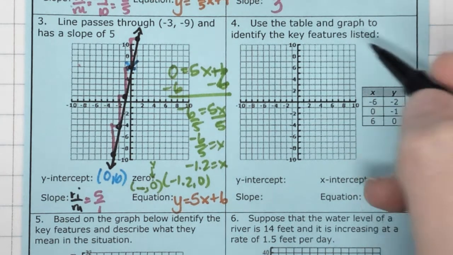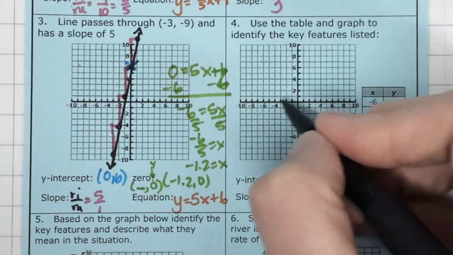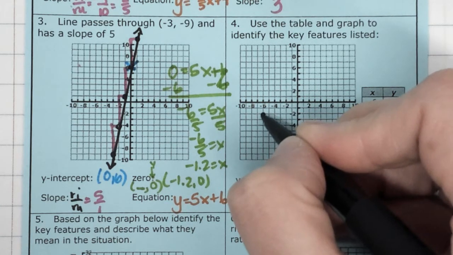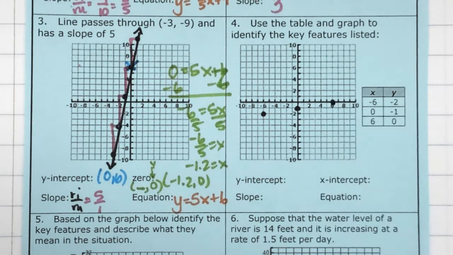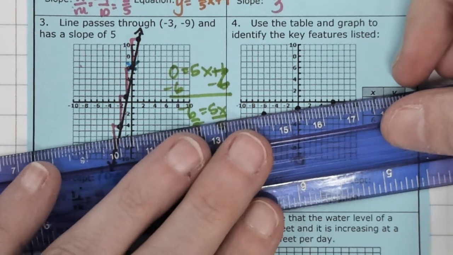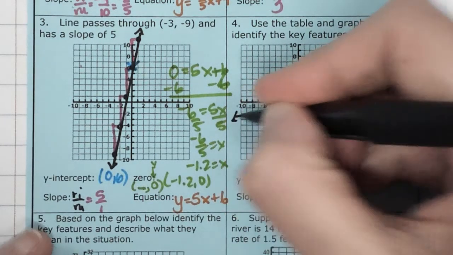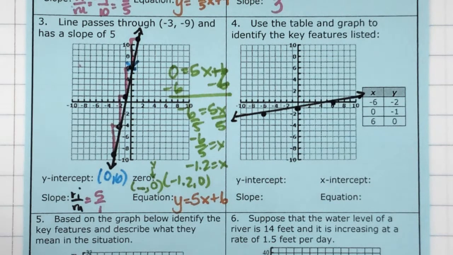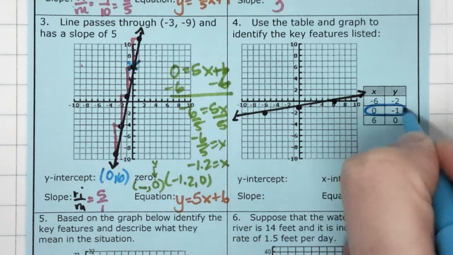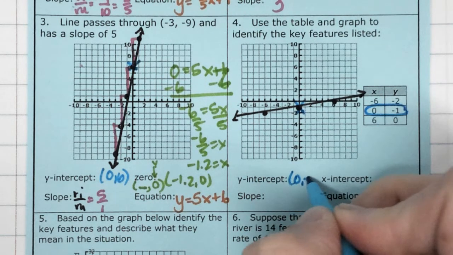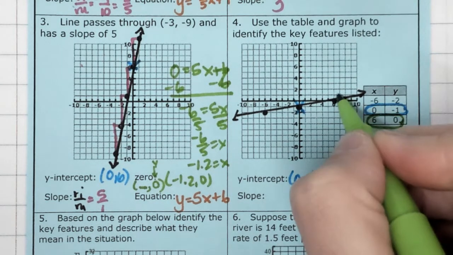Let's take a look at this next one here. It says use the table and graph to identify the key features listed. So this time they give me a table of values, and I'm just going to plot those. I have a point at (-6, -2), a point at (0, -1), and a point at (6, 0). I can connect these points up, but I'm already seeing 2 of my key features just from looking at this table. I see my y-intercept right here, (0, -1). I see my x-intercept here at (6, 0).